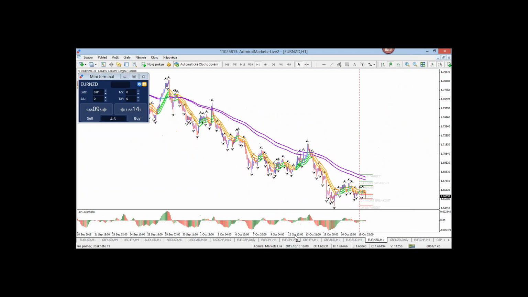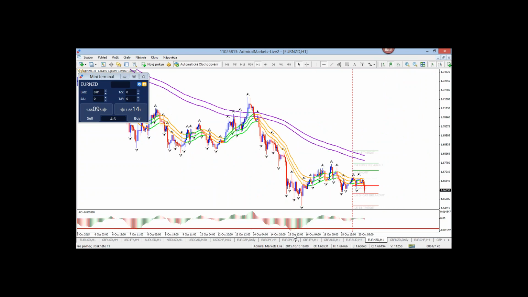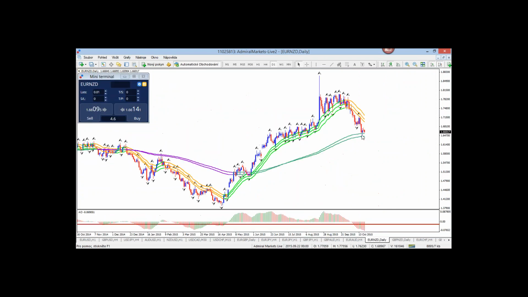All right. Euro New Zealand does not show divergence on the hourly. It is in a 4-hour downtrend. So similar to the Euro Aussie, I think it does have downside potential. Yes, it is at the daily tunnel, but it could easily push through a bit before making a bigger correction.